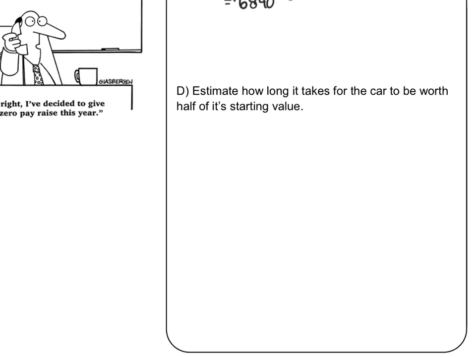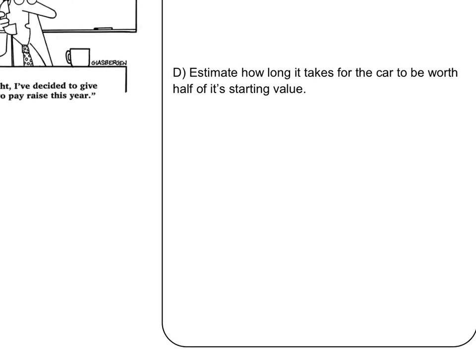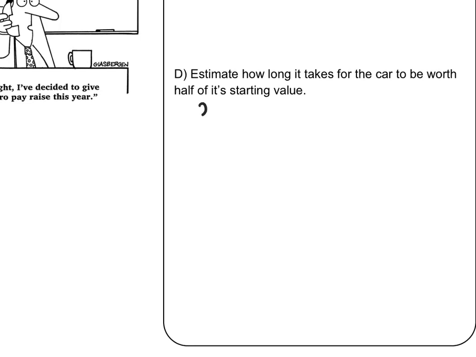Estimate how long it takes for the car to be worth half of its starting value. So if it started at 22,500, I'm going to try to find out what is half of that. And so if I divide that by 2, I get 11,250. So this is the value that we're looking for. We want to know how long it takes to do that. Now I didn't show you with a graph and a table of values last time, but this time I'm going to show you how to do a trial and error to check it.